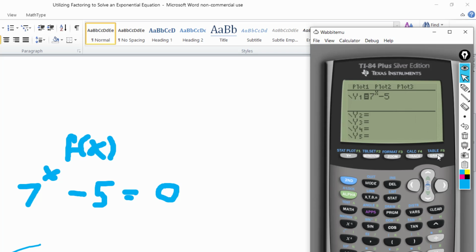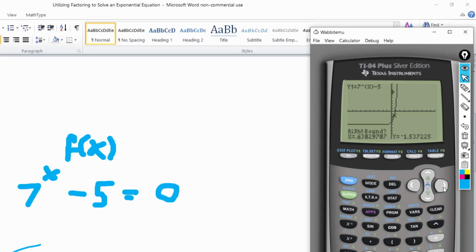So if I decide to graph it, I can graph it and it looks something like this, and right there where it crosses the x-axis, that's the x-intercept. The x value is also the 0 of the function, or in this case, turns out to be the solution. So what we do is we go to second, calculate here, and we do the number 2, which is zero. Hit 2, and then it wants a left bound, so I put this to the left. Hit enter. Now it wants a right bound.